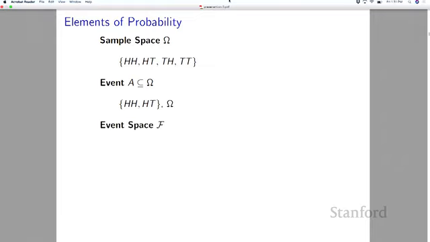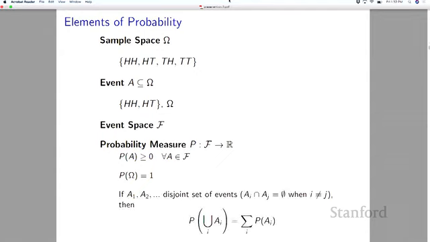So basically we define the event space F, and the probability is a function from this event space F to the set of real numbers. As we know, the probability of any event will be greater than or equal to 0 for all A belonging to the event space, and the probability of the sample space will be 1. If A1 and A2, multiple events that are happening, are disjoint, we can find the total probability by just summing the individual probabilities.